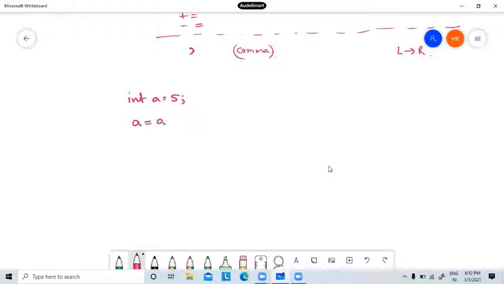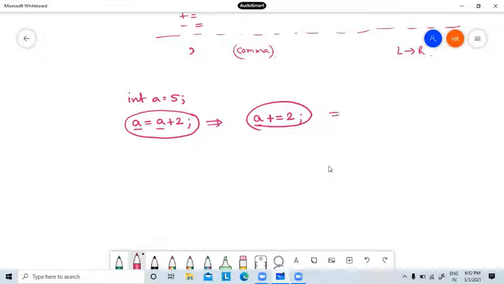I want to increase it by 2. So instead of writing 2 times A, there is an assignment operator which can be written like this: A plus equal to 2. Instead of writing all this, which means 2 times A, I am writing A a single time and then this assignment operator, plus equal to. The meaning of this one is A equal to A plus 2.